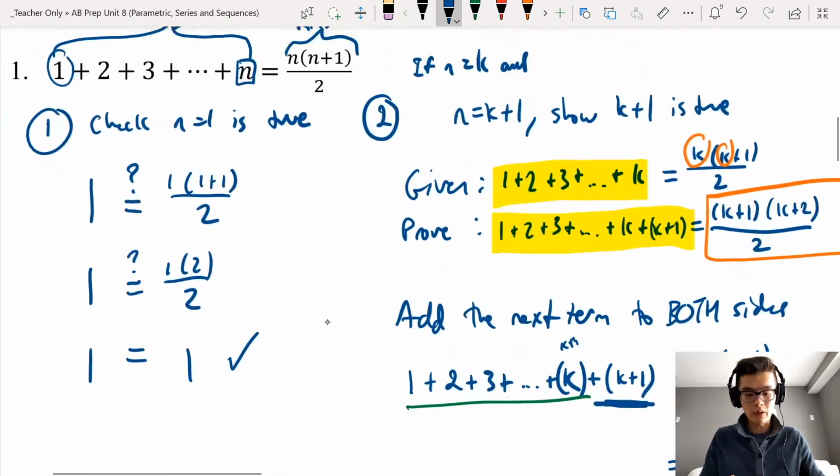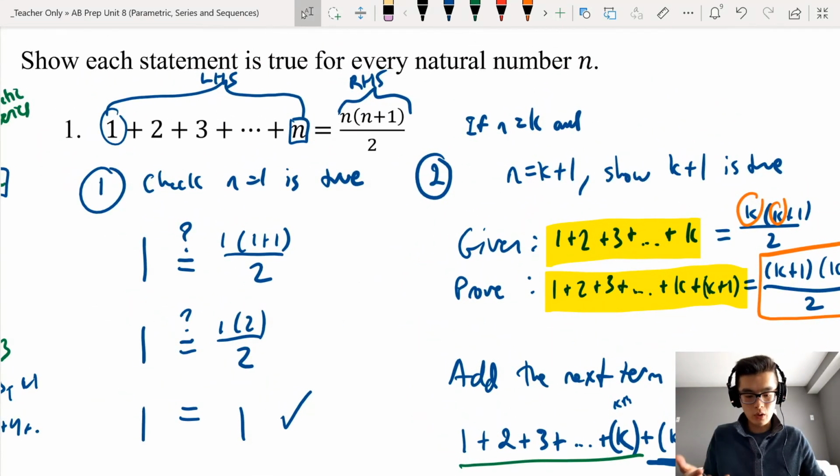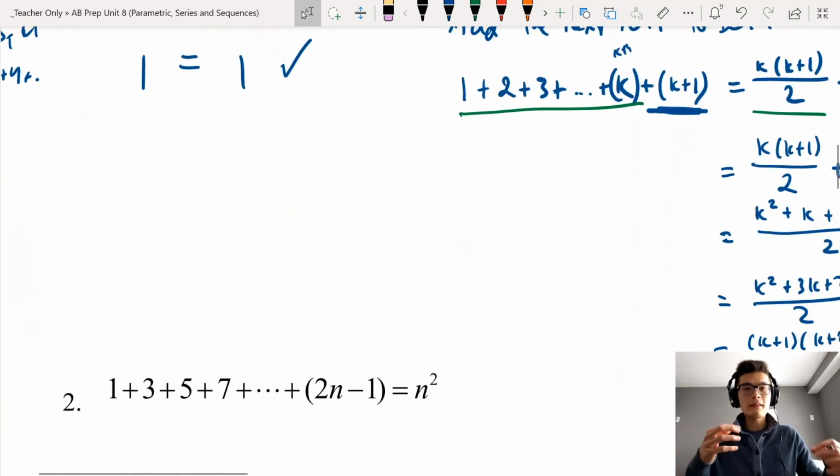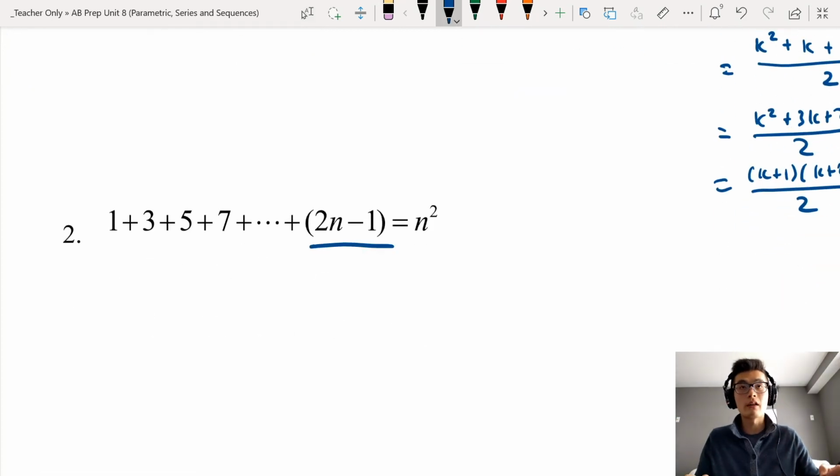Since technically you are doing a proof or a verification here, we're showing that this is true for all natural numbers n. Okay, now that seemed a little lengthy. As you get the pattern, you'll see how it goes. Let's try the second one here because it's a little bit different. Notice it's not n, it's 2n minus 1.